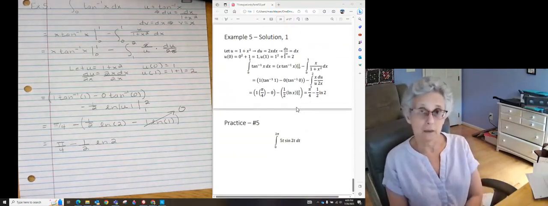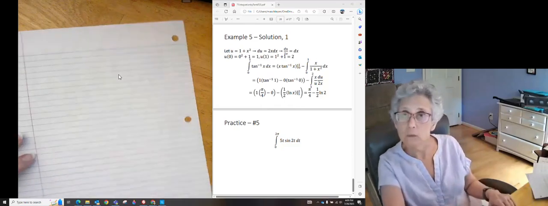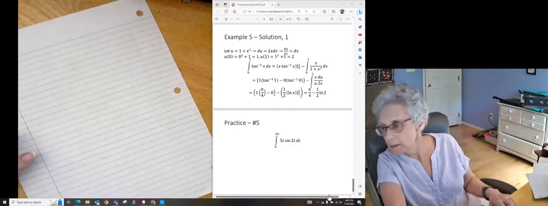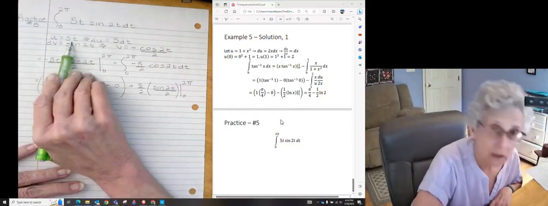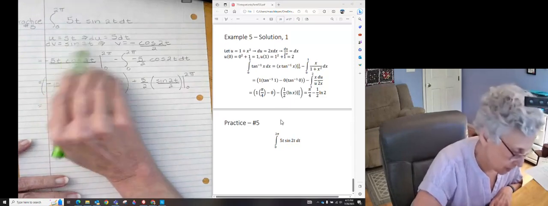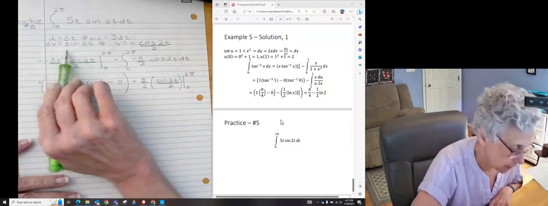And here's another one to try. So I'll work on this one and then we'll compare our answers. Okay, so I let u be equal to 5t. Then du is 5 dt. dv is my trig function.